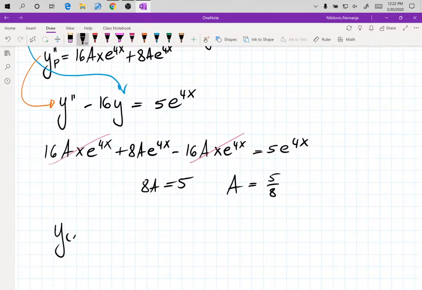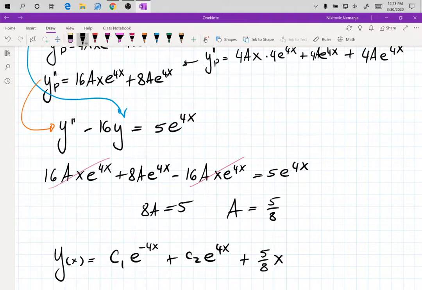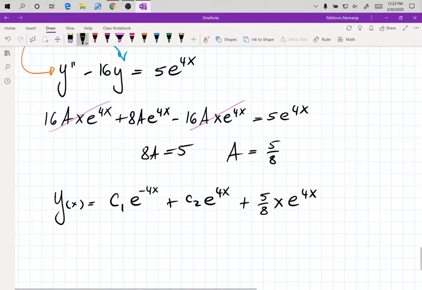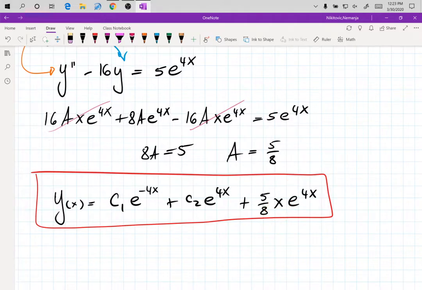So our solution for the whole problem is the complementary solution, c1 e to the negative 4x plus c2 e to the 4x. You can put them in any order. And now we have plus 5/8 x e to the 4x. And you can see that duplication shows up here, right? There's the duplication, because this term and this are the same exponents, so it's the same term. And because it's the same term, we have a duplication, which is why we had to add another factor of x here.